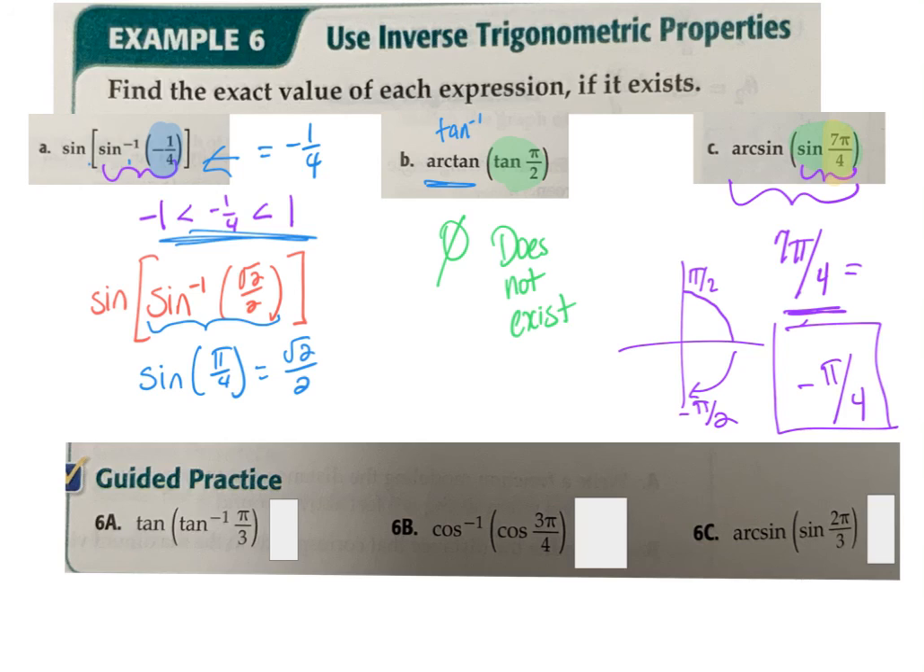All right, so try those 3. The tangent of the arctangent of pi over 3 is pi over 3. That's in your range, and it is in the range of inverse tangent. The inverse cosine of the cosine of 3 pi over 4 is 3 pi over 4, also in there. And the arc sine of the sine of 2 pi over 3 is pi over 3. Pi over 3. You have to stay within your first and fourth quadrants there.